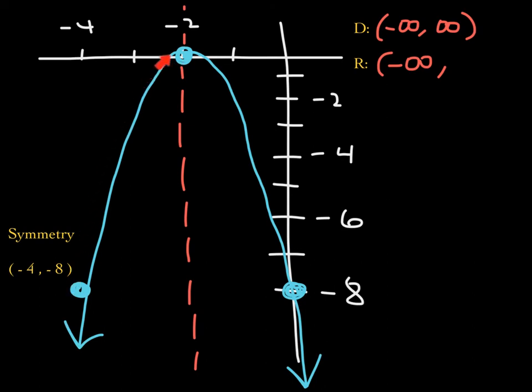So don't say that the highest y value is -2. That would be wrong. -2 is the x value at this location. The y value at this location is 0. So you would say 0 is your highest y value.